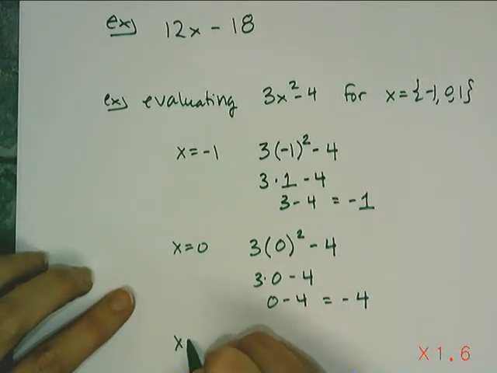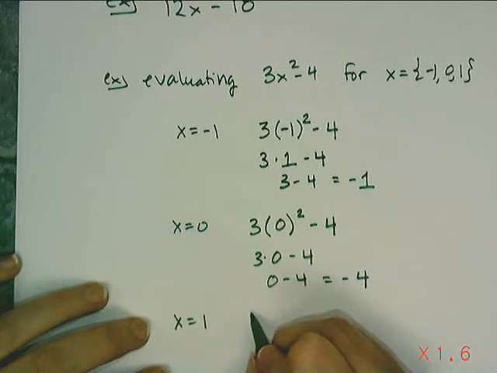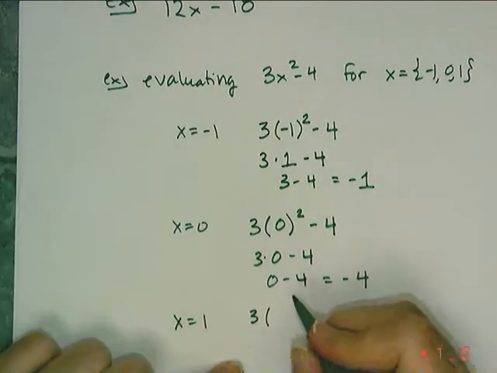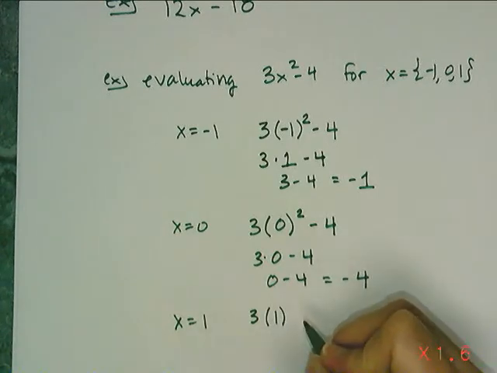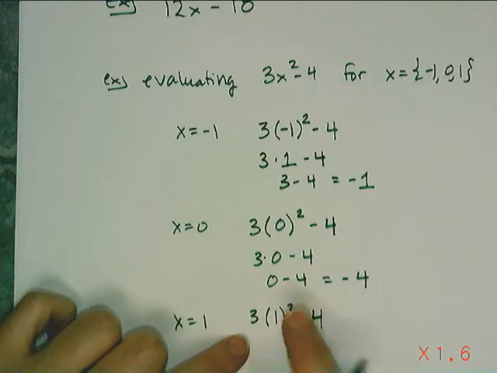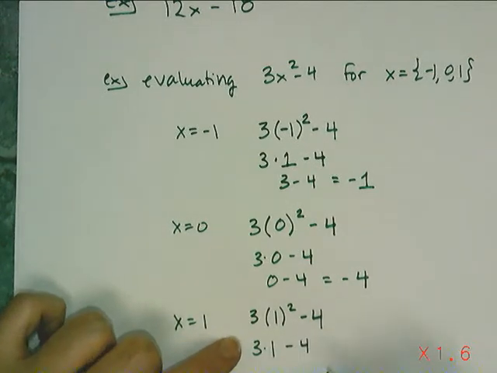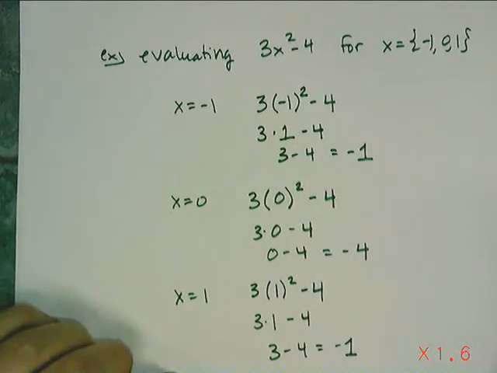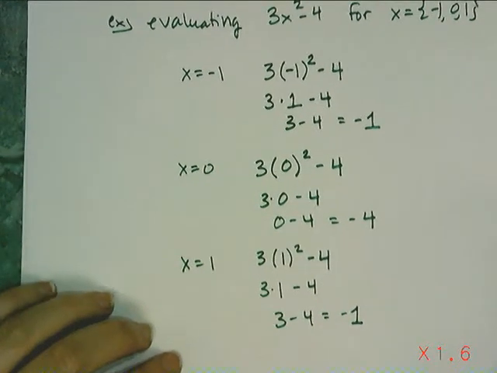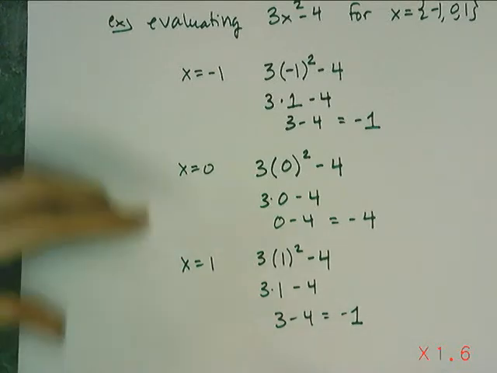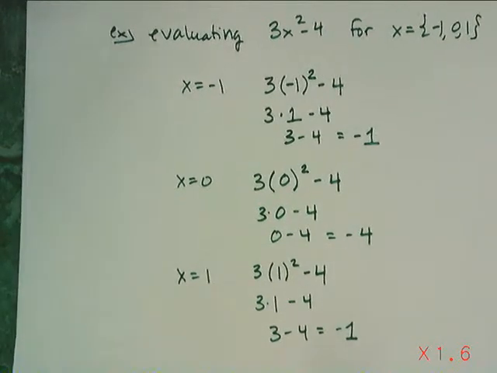Okay, so I'm going to do this for x equals 1. I plug in 1, replacing the x with the 1, so inside parentheses I put a 1, square it, subtract off 4. So 3 times 1 squared is 3 times 1 minus 4, which gives me 3 minus 4, or -1. All right, so let's look at another example, just to make sure that you see that you should put these in parentheses. And if you don't, bad things will happen.